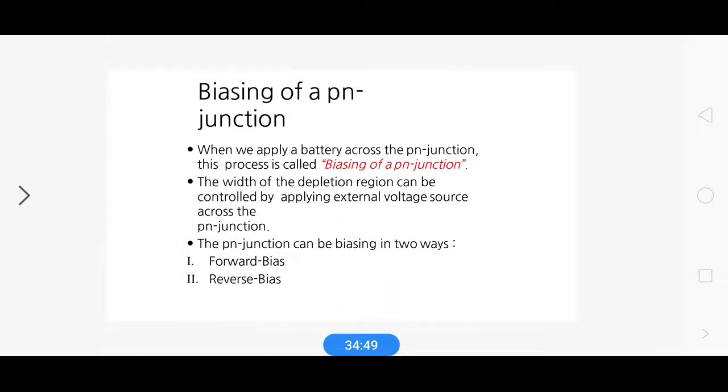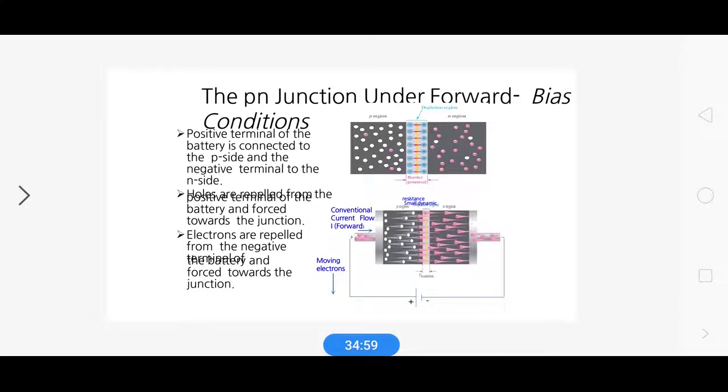And there are two types of biasing methods in the PN diode: forward bias and reverse bias. When the PN diode is connected in forward bias, the p-type semiconductor is connected to the positive terminal of the battery, and the n region is connected to the negative terminal of the battery.